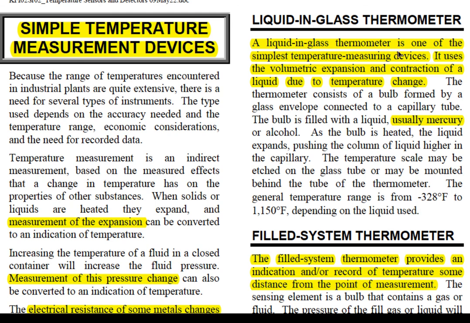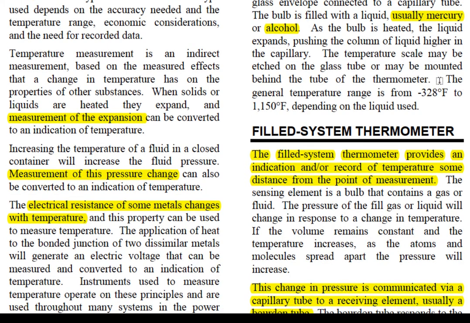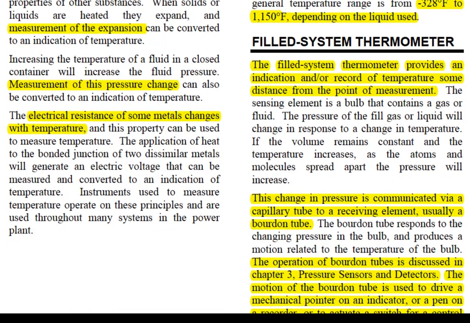Here we go. Liquid and glass thermometers are one of the simplest temperature measuring devices. That is our thermometer. It is usually filled with mercury. I've never seen one made out of alcohol, but mercury is the one I'm most familiar with, and I'm sure you guys are too. They have liquid thermometers that can range all the way from negative 328 degrees. Wow, that's real cold. Remember Rankine? 0 degrees Rankine is approximately negative 460 degrees Fahrenheit, so that's pretty low. And then going up to 1150 degrees Fahrenheit, they make thermometers that will actually operate in those temperature ranges.